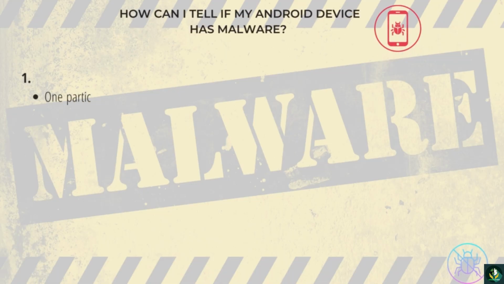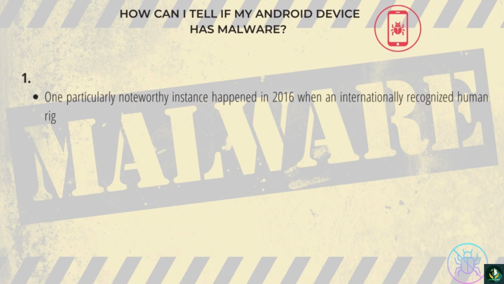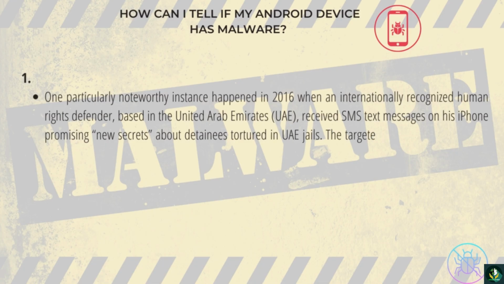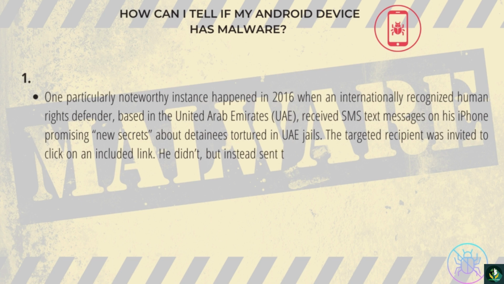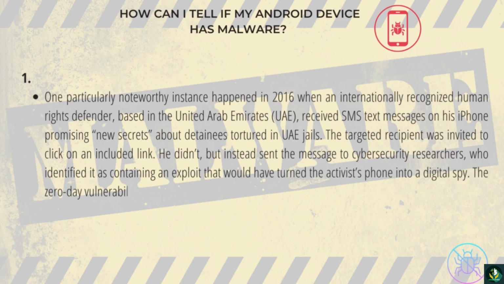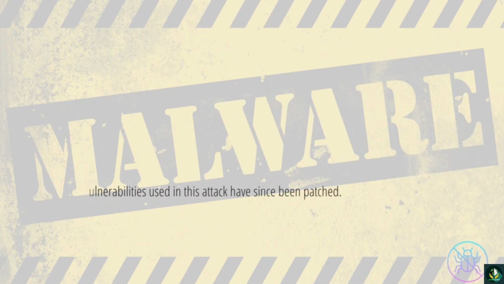One particularly noteworthy instance happened in 2016 when an internationally recognized human rights defender based in the United Arab Emirates, UAE, received SMS text messages on his iPhone promising new secrets about detainees tortured in UAE jails. The targeted recipient was invited to click on an included link. He didn't, but instead sent the message to cybersecurity researchers, who identified it as containing an exploit that would have turned the activist's phone into a digital spy. The zero-day vulnerabilities used in this attack have since been patched.